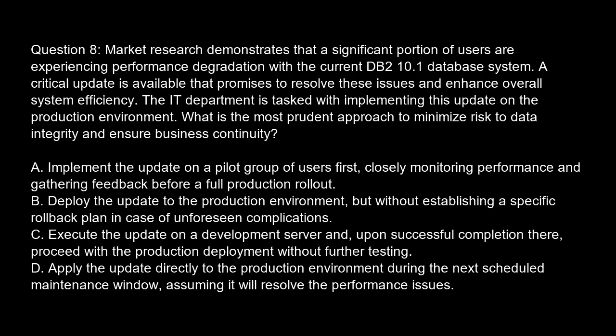Option A. Implement the update on a pilot group of users first, closely monitoring performance and gathering feedback before a full production rollout. Option B. Deploy the update to the production environment, but without establishing a specific rollback plan in case of unforeseen complications. Option C. Execute the update on a development server and, upon successful completion there, proceed with the production deployment without further testing. Option D. Apply the update directly to the production environment during the next scheduled maintenance window, assuming it will resolve the performance issues.